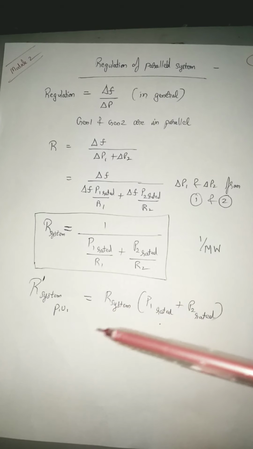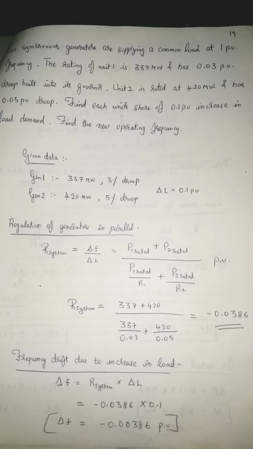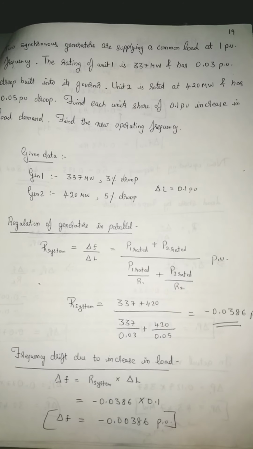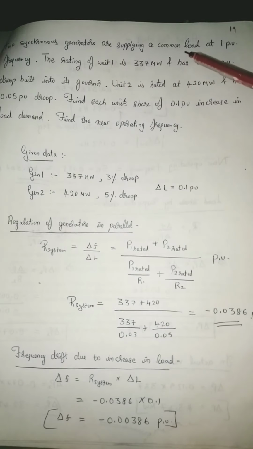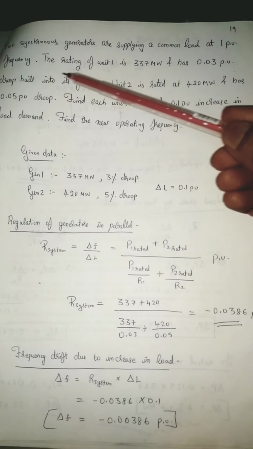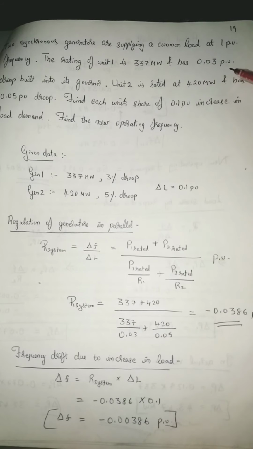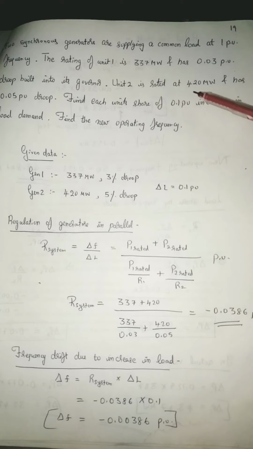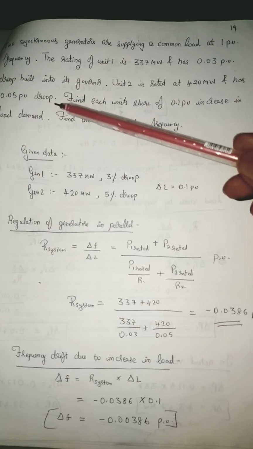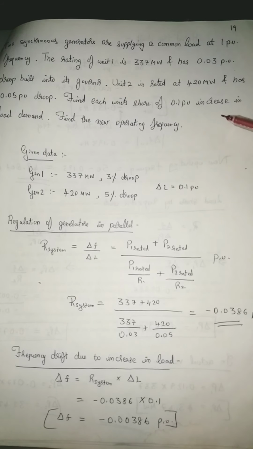Now that completes the parallel operation of generators. Let us take up a problem on parallel operation of generators. Let me read the statement first. Two synchronous generators are supplying a common load at 1 per unit frequency. The rating of unit 1 is 337 megawatt and it has 0.03 per unit droop built into its governor. Unit 2 is rated at 420 megawatt and has 0.05 per unit droop. Find each unit's share of 0.1 per unit increase in load demand and find the new operating frequency.